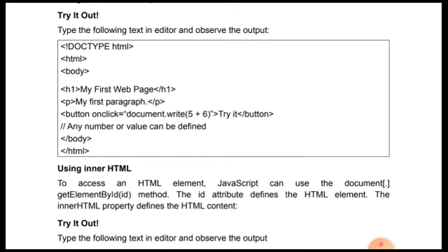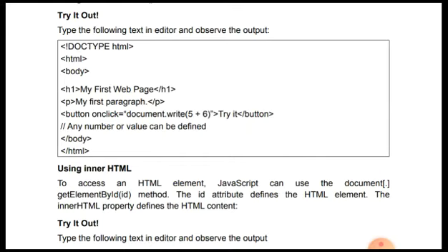Actually, the method is the getElementById method. This getElementById method is for accessing any HTML element with the help of its id. Every element has an id, an attribute which is uniquely defined for every HTML element. Every HTML element will have a unique id in a web page.